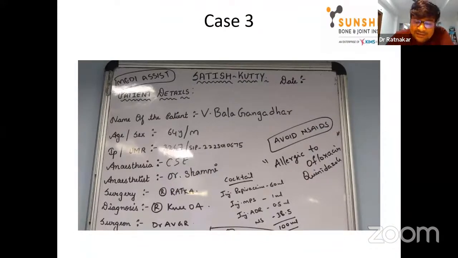This is the last, third case. We did this just 2 to 3 days back. A robotic knee replacement for almost 35 degrees of flexion contracture. I'm going to explain with this only the preoperative planning and how we were able to correct it. I'm not going into the details of the robotic knee replacement because that's a separate class for you.